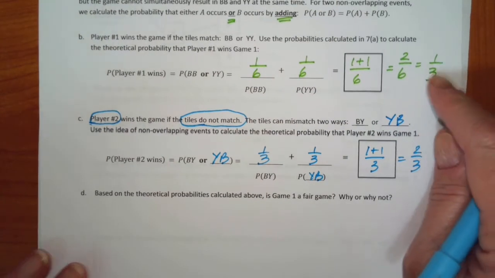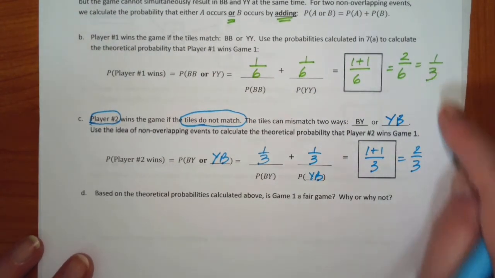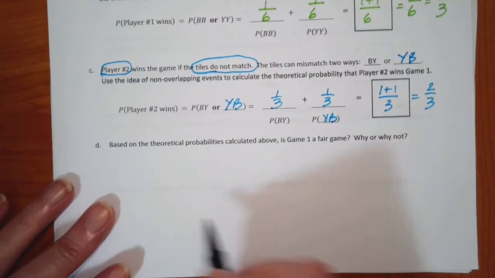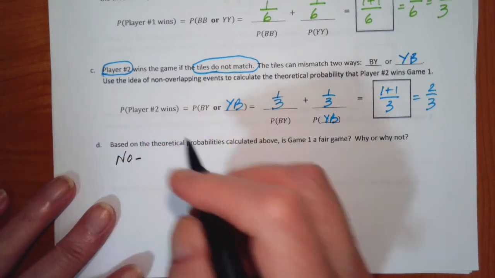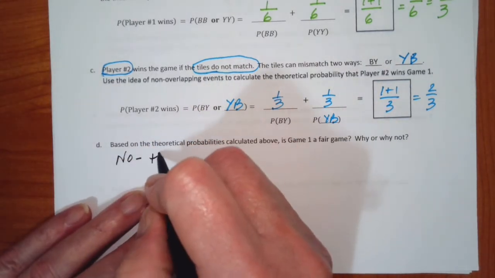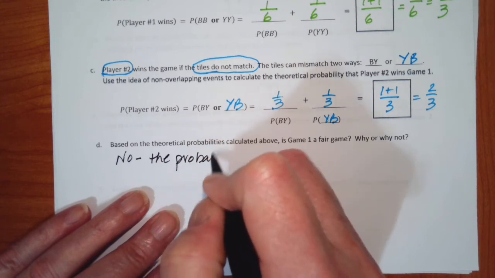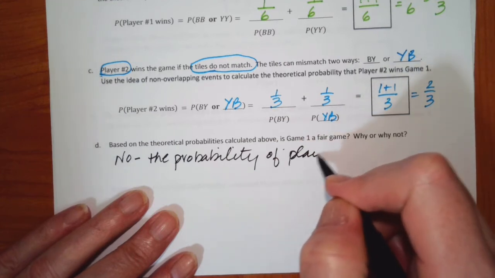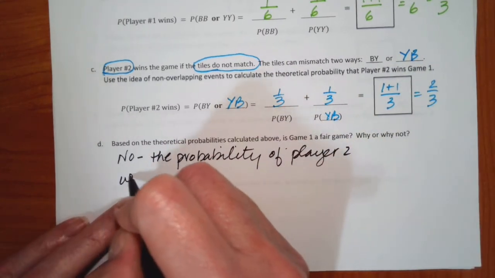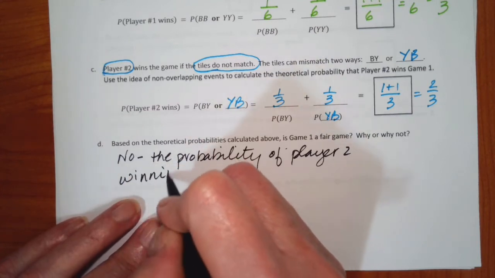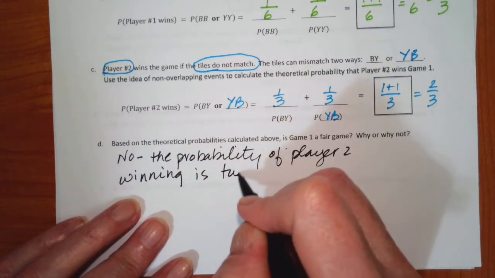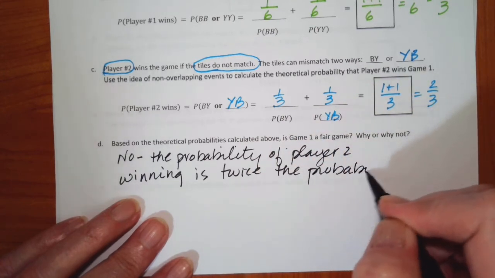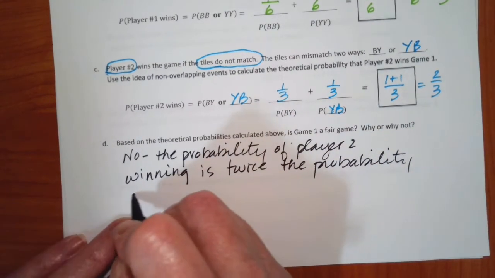Okay, so player 1 winning has a probability of 1/3. Player 2 winning has a probability of 2/3. Do you think it's fair? No. The probability of player 2 winning is twice the probability of player 1 winning.